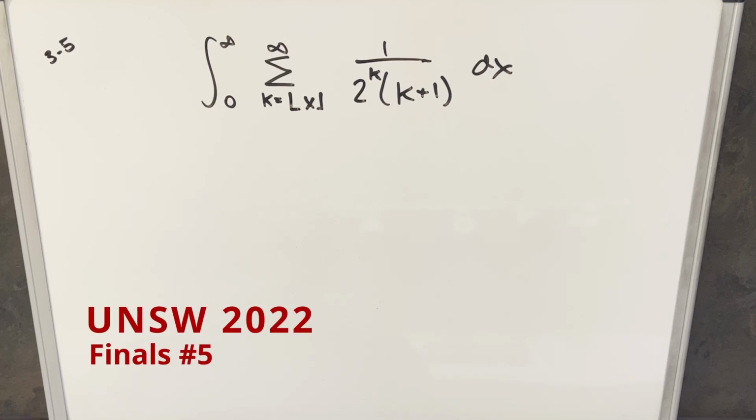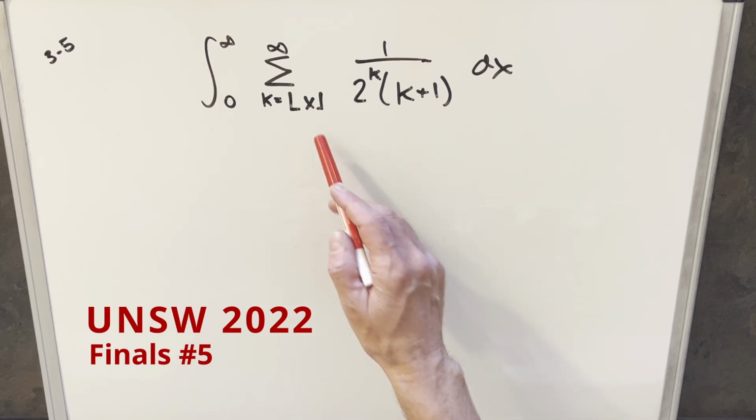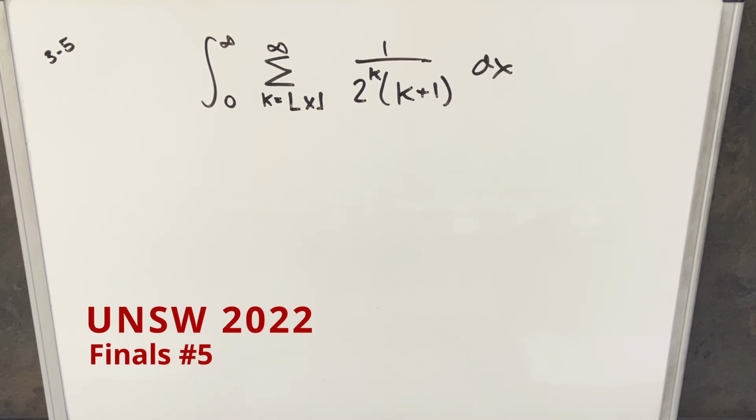Okay, we have here today a pretty interesting looking integral from the UNSW Integration Bee 2022. This was knockout round 3, problem 5. We have the integral from 0 to infinity of the sum from k equals floor of x to infinity of 1 over 2 to the k times k plus 1 dx.